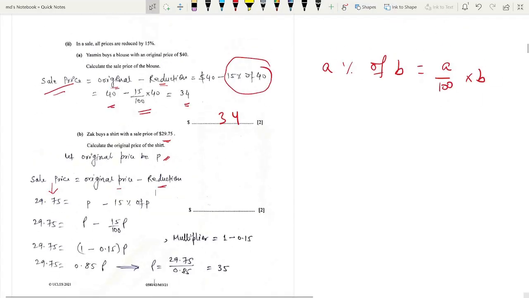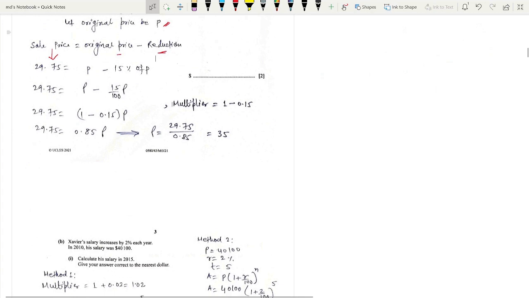Here you can check, right? In a sale all prices are reduced by 15%, so we will use that 15% over here as well. So 15 over 100 times P. Now you can take P common here, okay? If you take P common, then what you can get, guys? Here you get 1 minus 15 over 100, right? This 15 over 100 you can write 0.15. So 1 minus 0.15, that is 0.85, and you can divide both sides by 0.85. Then 29.75 over 0.85, you can get 35.